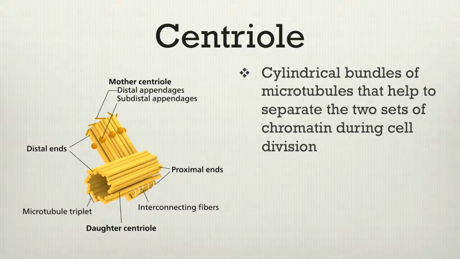Centrioles. Cylindrical bundles of microtubules that help to separate the two sets of chromatin during cell division. So centrioles organizing chromosomes. Every animal-like cell has two small organelles called centrioles. They're there to help the cell when it comes time to divide.